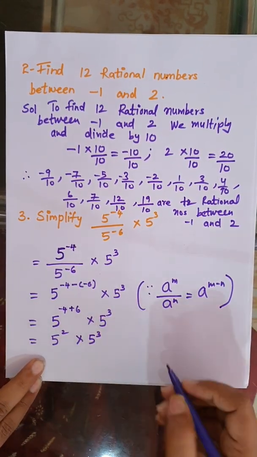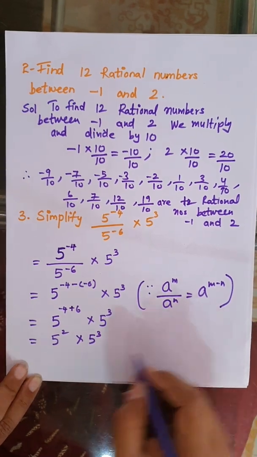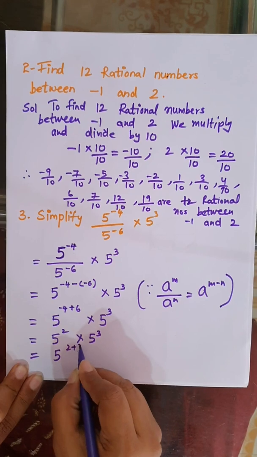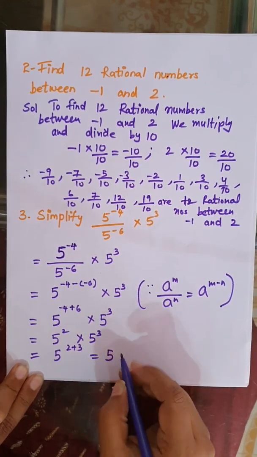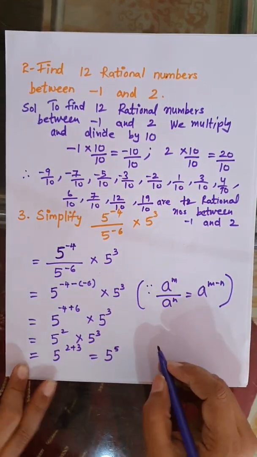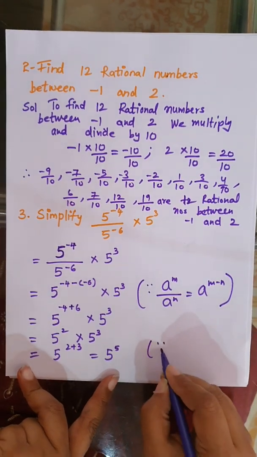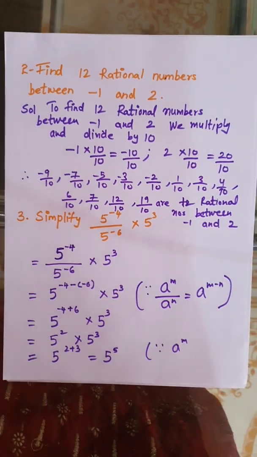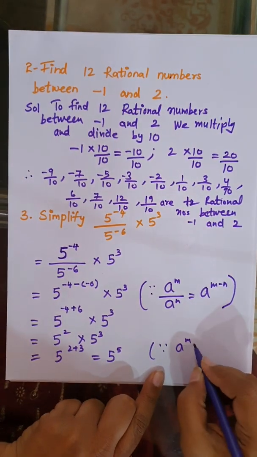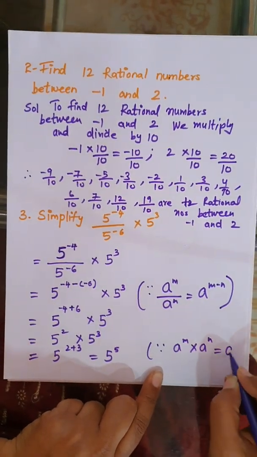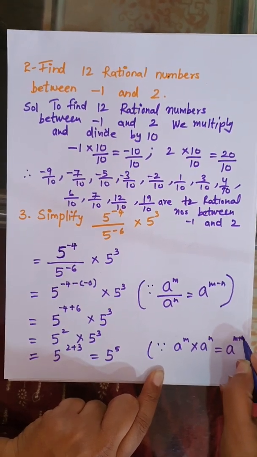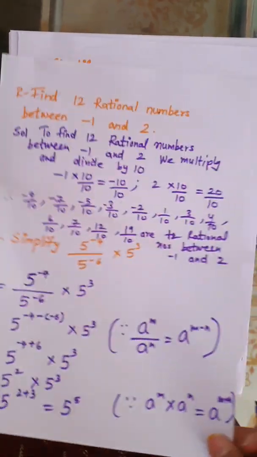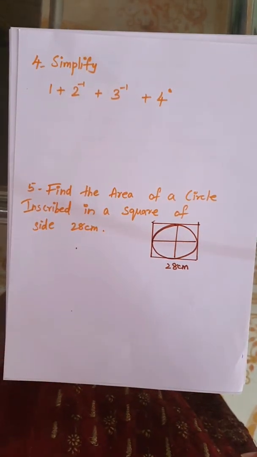Now if bases are same, in multiplication what will happen? The powers get added. So 5 to the power of 2 plus 3, which is equal to 5 to the power of 5. Okay, here which law we have applied? A to the power of m into a to the power of n is equal to a to the power of m plus n. Okay. Now next, question number 4.